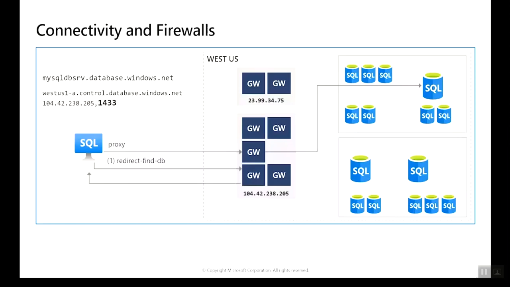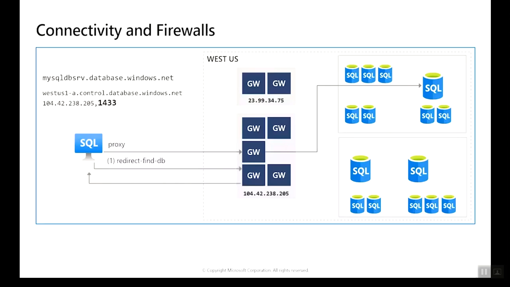So in this mode, all connections are proxied via the Azure SQL Database Gateway, which means there is a bit more latency and reduced throughput. And for connections to use this mode, the client needs to allow outbound communication from the client to the Azure SQL Database Gateway IP address on port 1433.